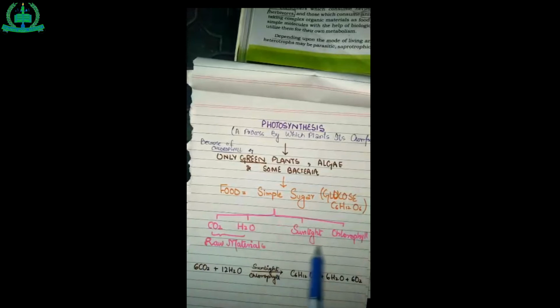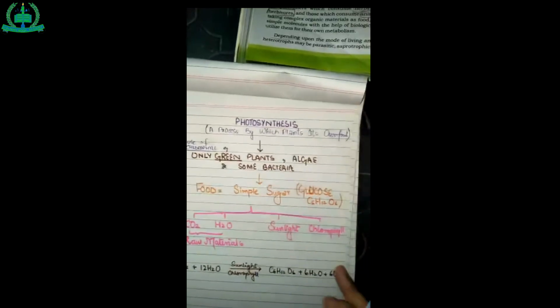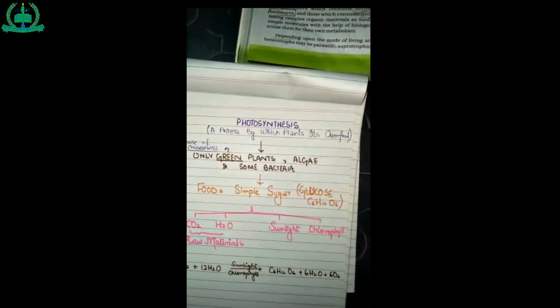All these four things, when they are combined together, glucose is formed, and as a result oxygen and H2O are released. So why is oxygen released in this process? This is why we emphasize growing more and more trees in our surroundings, and planting more and more trees, because when the plants undergo the process of photosynthesis, they release oxygen, and you all know that oxygen is the main component which we human beings use for respiration.